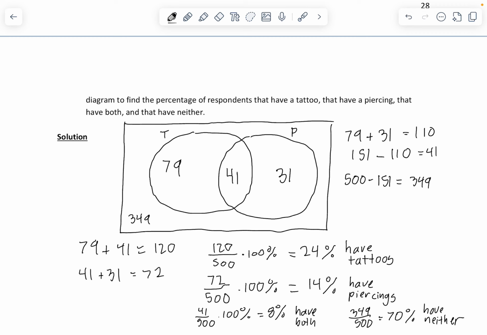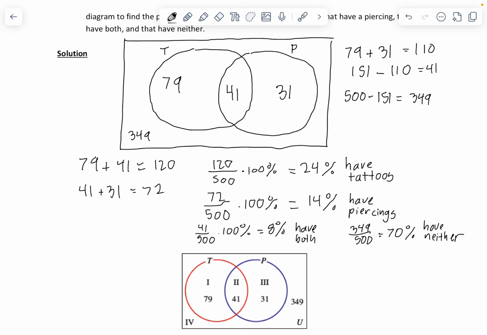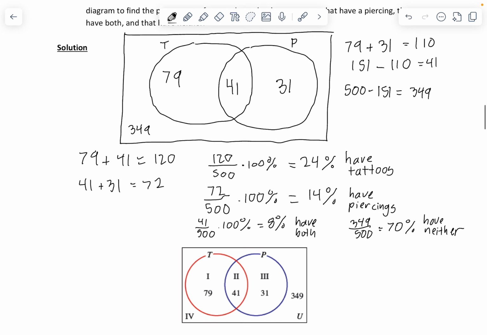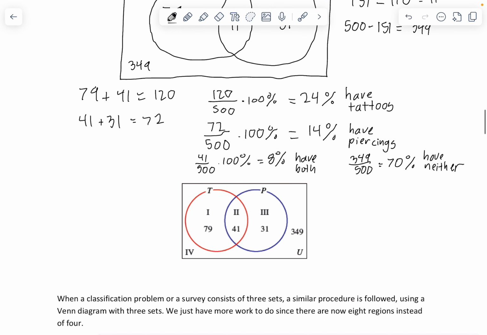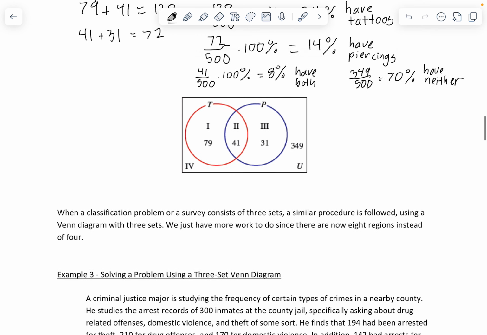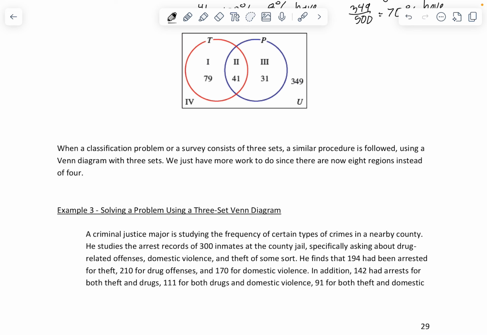All right, so there you go. This is just another picture of my filled out Venn diagram, right, with the region numbers labeled. Okay, so far we've looked at a couple of examples that involve 2 sets, a 2-circle Venn diagram. When a classification problem or a survey consists of 3 sets, a similar procedure is followed, but we use a Venn diagram with 3 sets. We have a little bit more work to do since there are now 8 regions instead of 4 to fill in. So let's look at some examples involving 3 circle Venn diagrams.